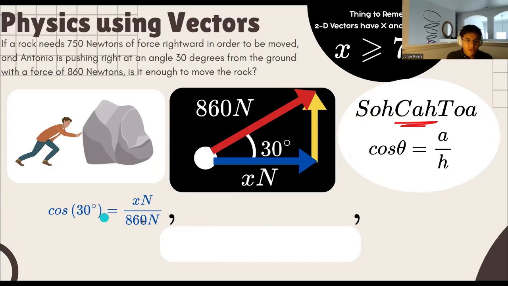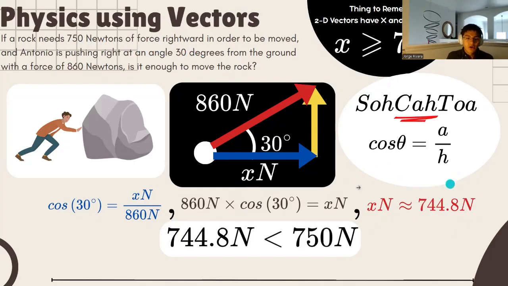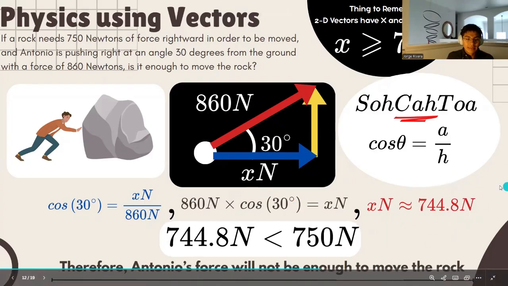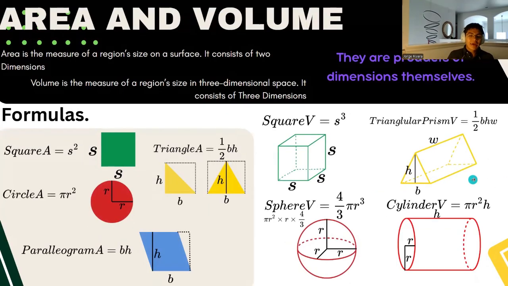If cosine 30 is equal to x newtons over 860, then it's just a matter of multiplying this out: 860 newtons times cosine 30. That means the amount of force he is pushing rightward is 744.8 newtons. But the rock needs 750 newtons of force rightward in order to be moved. Because this is less than the amount needed, Antonio's force will not be enough to move the rock.